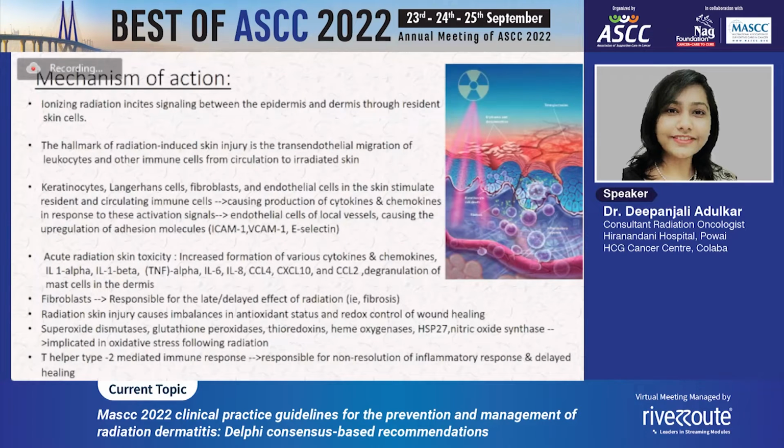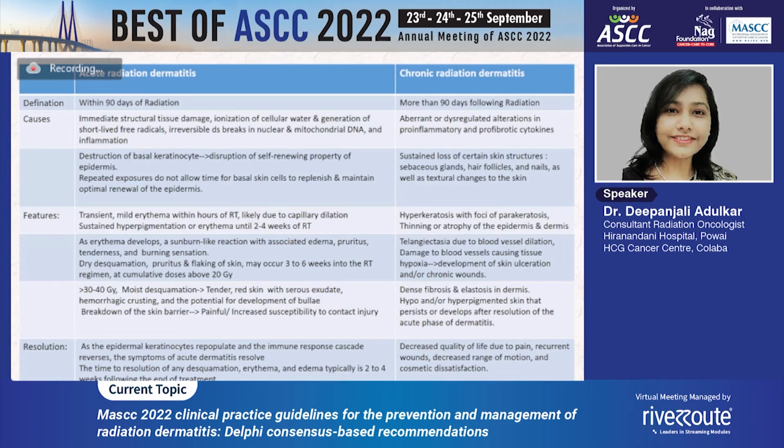So, moving on, there are two types of radiation dermatitis, that is acute and chronic radiation dermatitis. Acute radiation dermatitis is what is seen within 90 days following radiation. Can we move to the next slide, please? So that is within 90 days of radiation.